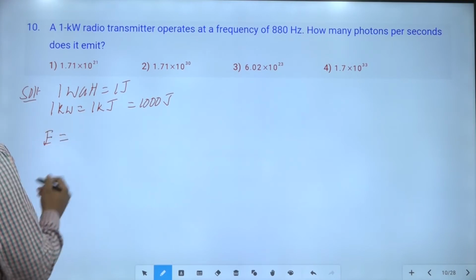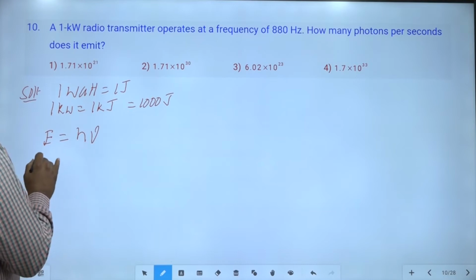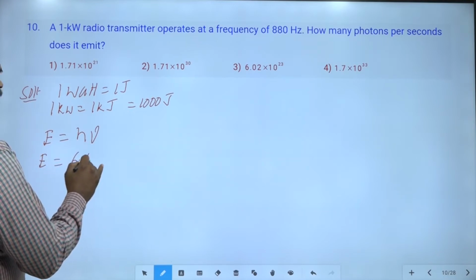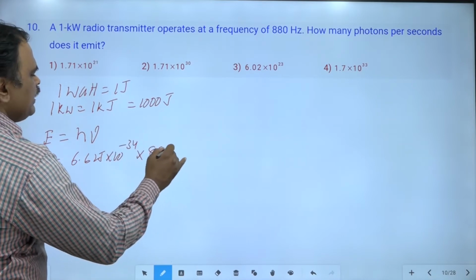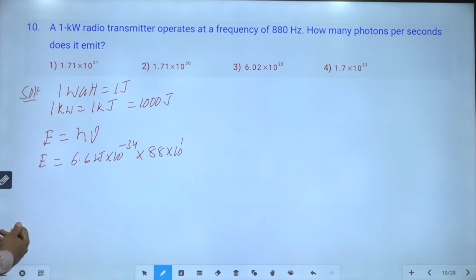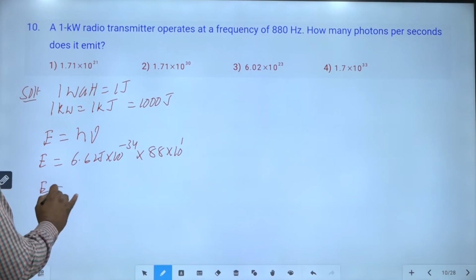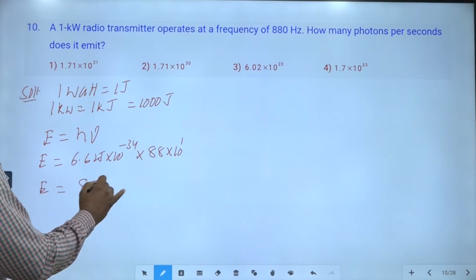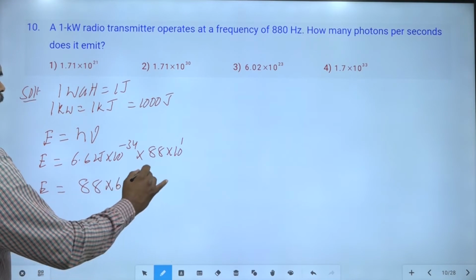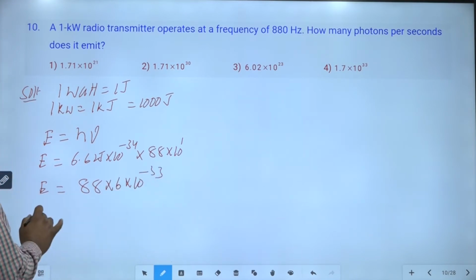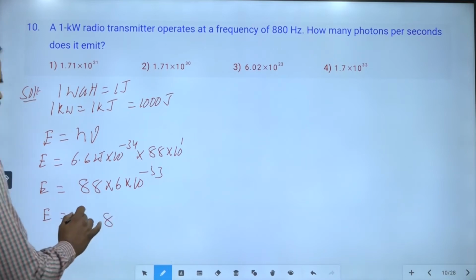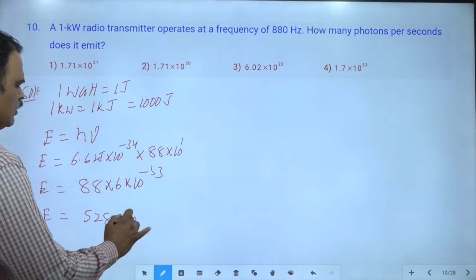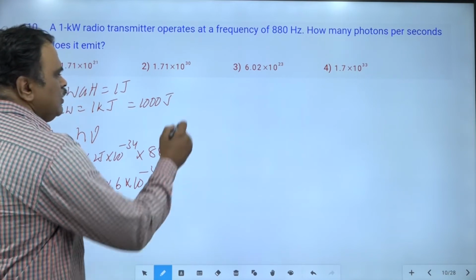Energy is equal to h nu. E is equal to 6.625 into 10 power minus 34 into 880 into 10 power 1. For approximate calculation, we have to take 6. Then E is equal to 880 into 6 into 10 power minus 33. 6 8s are 48. 6 8s are 48 plus 4, 52. 528 into 10 power minus 33 joule.